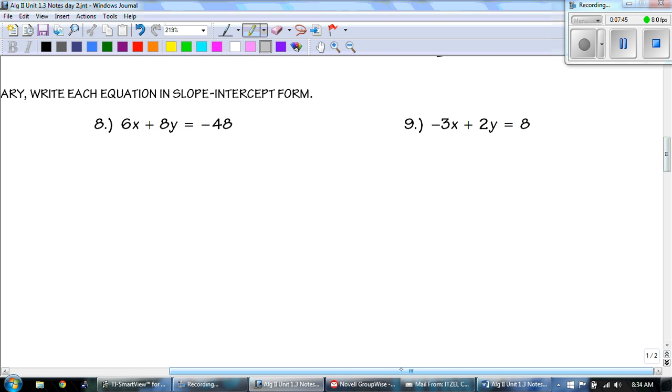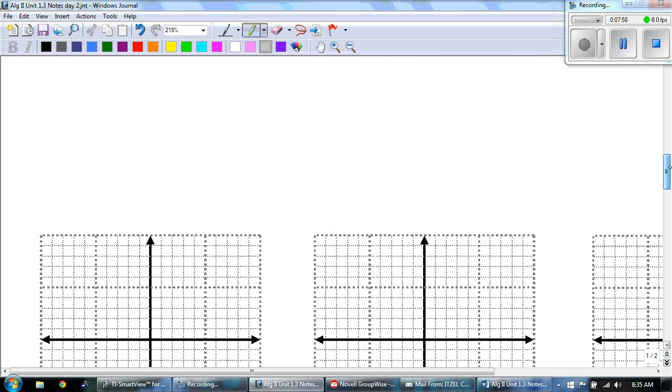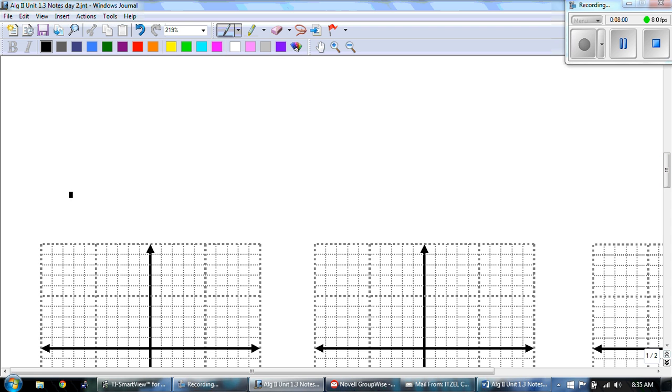Sorry, passing period. All right, so now it's saying to graph each line. If necessary, write the equation in slope-intercept form. Okay, so number 7, it's already in slope-intercept form. The two things that I need are the slope and the y-intercept. So my slope was negative 1/2 and my y-intercept was (0, 3).